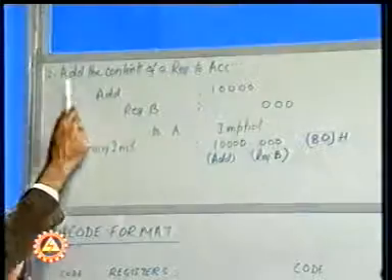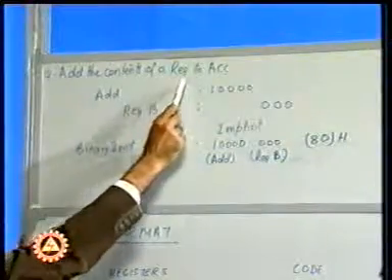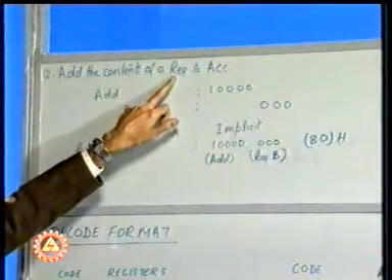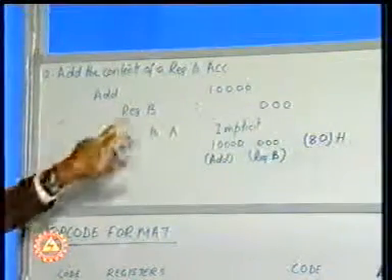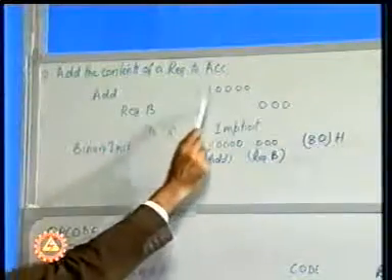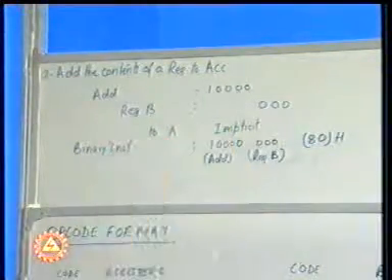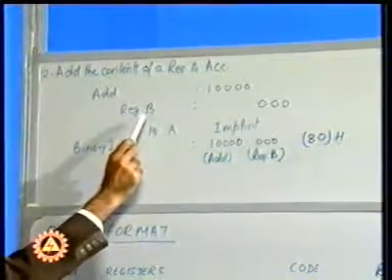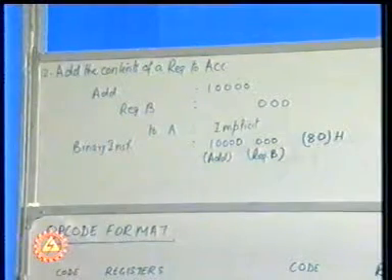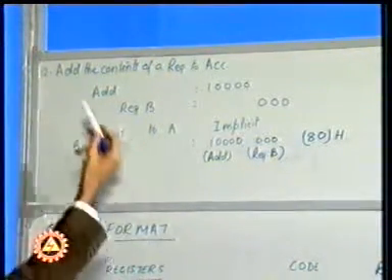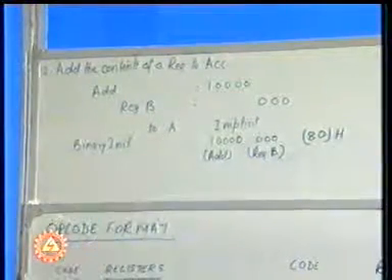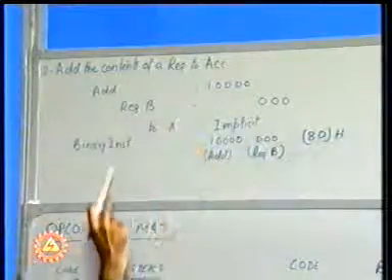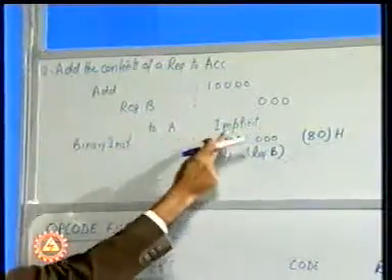Let us say that we want to add the contents of a register to the accumulator. Now this register could be any of the registers which we had talked about earlier. The code for carrying out the addition is 10000. We want the contents of a particular register, let us take the register B, to be added. To where the contents of this are to be added, that is implicit here, that is the register A. The code for register B is 000, and the code for A is implicit.